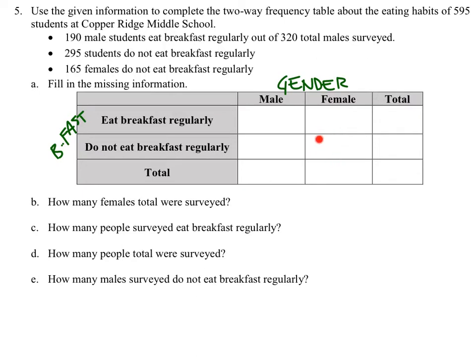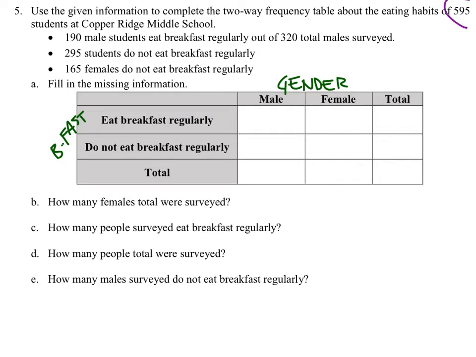Okay, for example, this box right here. What do you guys think this one would represent? That is 165. Yeah, breakfast regularly. Not the number, what does it represent? Do not eat breakfast regularly. Yeah, it's females that do not eat breakfast regularly. That's me. Alright, so let's go into those values I was looking at.